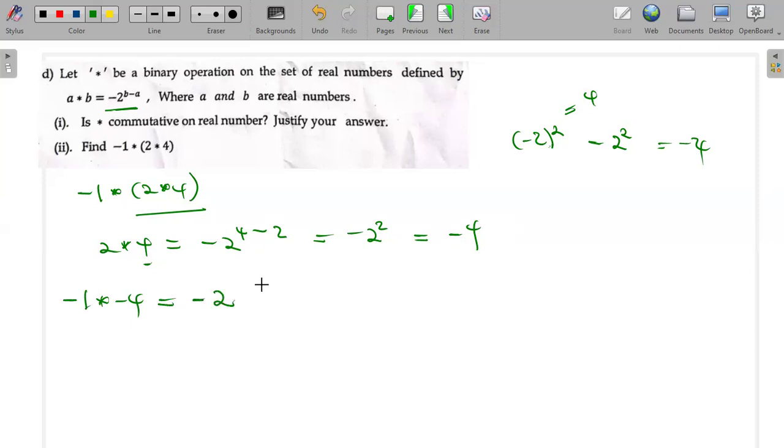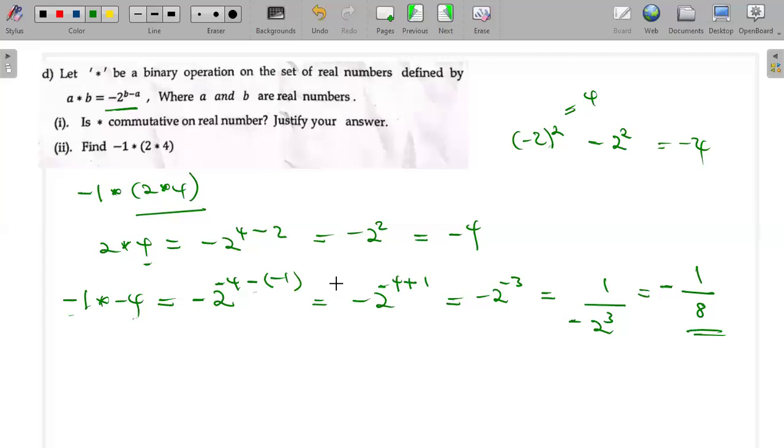And again, that is negative 2. Our B is now negative 4, then minus, then our A is negative 1, like that. And then you're going to have negative 2 minus 4. This negative times negative gives me a positive, and you get negative 2. Adding the 2, you get negative 3. So I can write this as 1 over negative 2 to the power 3. So the negative, then 2 to the power 3 is just 8. So I have negative 1 over 8 as our answer. Okay, move on to the next question.